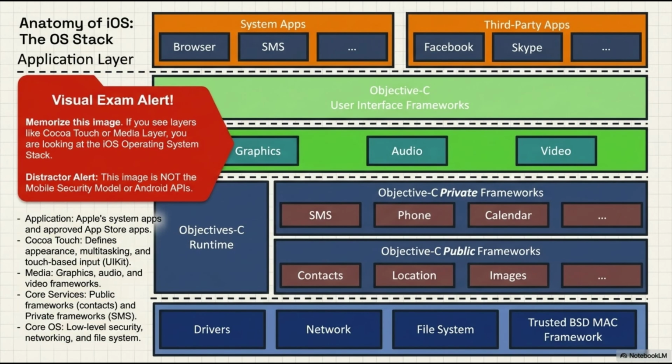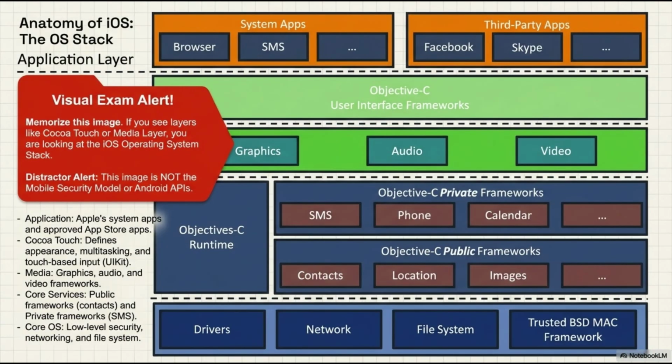Next down is the core services layer. This is divided into public frameworks like contacts and location, and private frameworks like SMS and phone services. Finally, at the very bottom is the Core OS layer. This deals with low-level security, networking, and the file system. And again, distractor alert here, that visual represents the iOS stack, not the mobile security model or Android APIs.